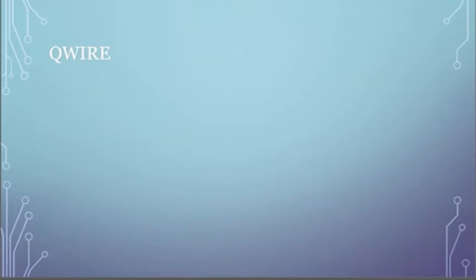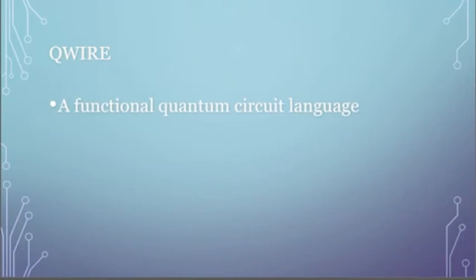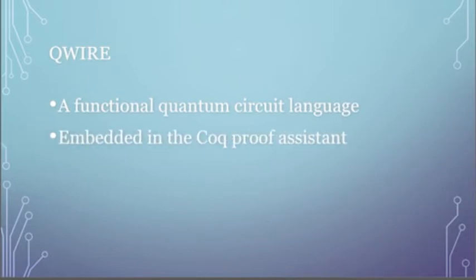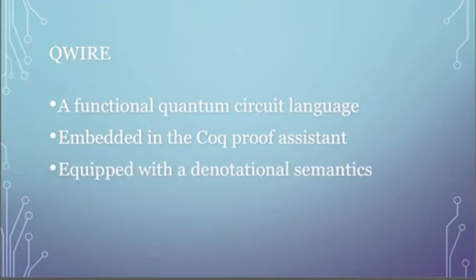So we have this language QWIRE, and let me briefly tell you what you need to know for this talk. It's a functional quantum circuit language. That means we write it in a functional style. It's embedded inside the Coq proof assistant. It is equipped with a denotational semantics, and more than that, it's got a translation function that allows us to translate our circuits into that denotational semantics. And now it has ancillae.